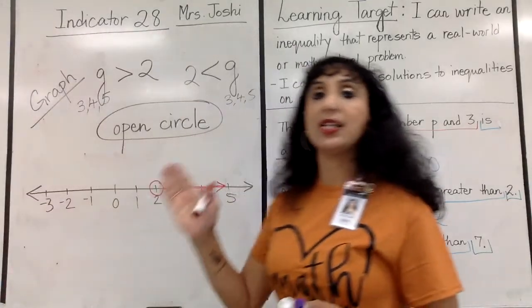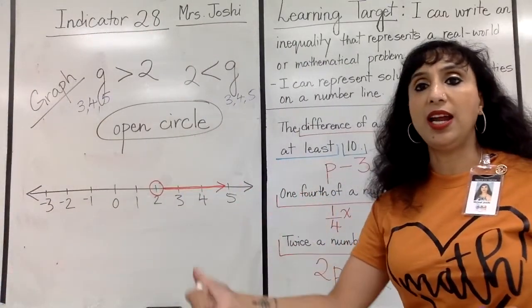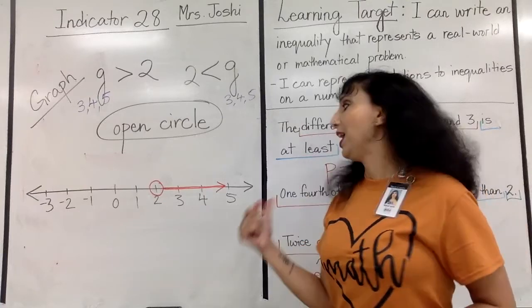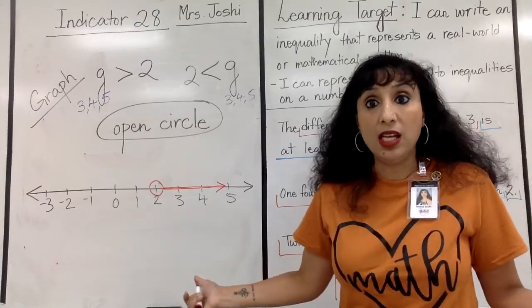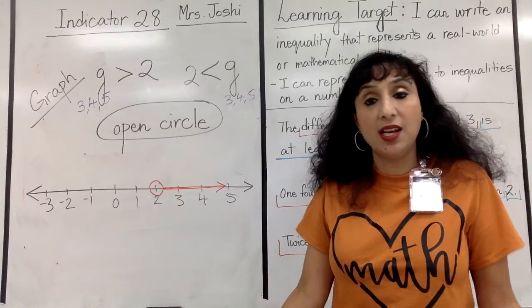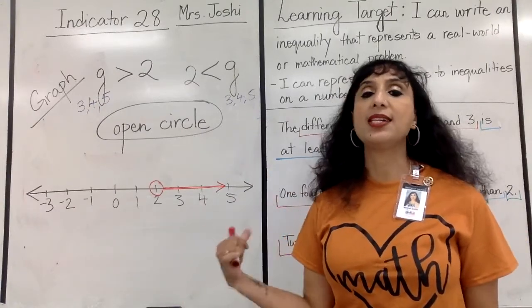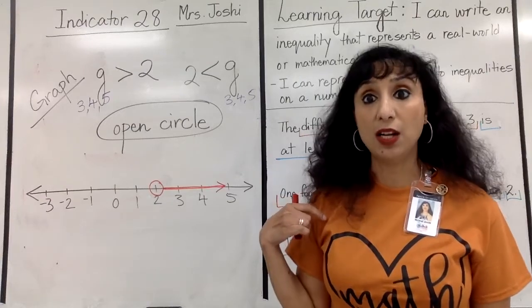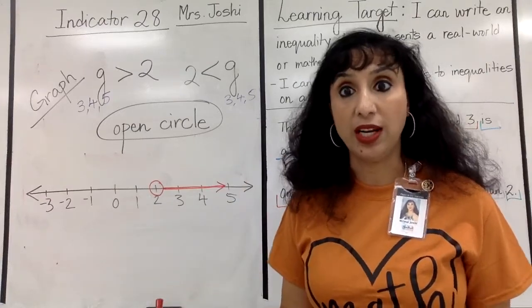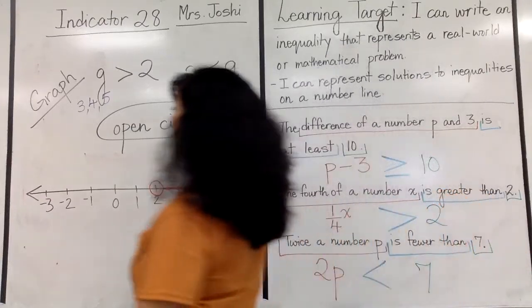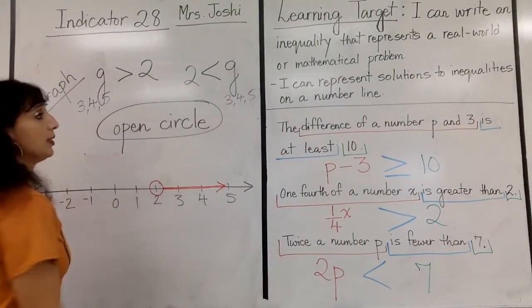Because it's a line, that means it is going on in an infinite manner. So if I say 5,000, is 5,000 greater than 2? Yes. So this is going continuously. Every number to the right of 2 is a solution to this inequality. Okay? Let me show you one.